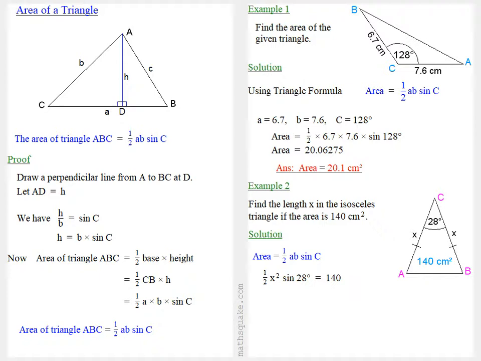So if we double both sides and divide by sine of 28, we get x squared equals 2 times 140 over the sine of 28 degrees. Which comes out to be 596.415. Now, if we take the square root of both sides, we get x is the square root of 596.415, which equals 24.42. So, rounding it off to one decimal place, we get x is equal to 24.4 centimetres.